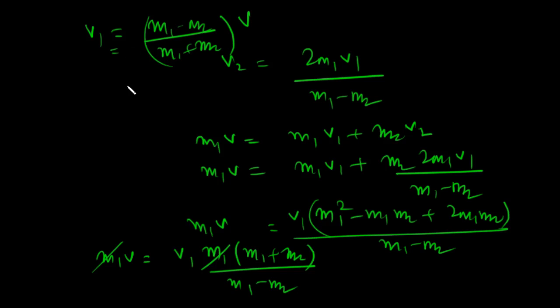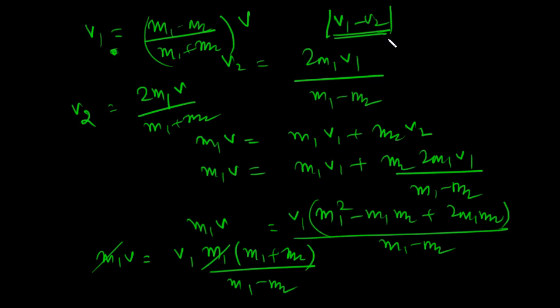Alright, so what is v2? Just substituting the value of v1 over here, we have 2 m1 upon m1 plus m2 times v. We substitute the value of v1, the numerator gets cancelled with the denominator, and we have this value. Okay, so now we calculate v1 minus v2, or v2 minus v1, because we are calculating the relative speed, so it doesn't matter.